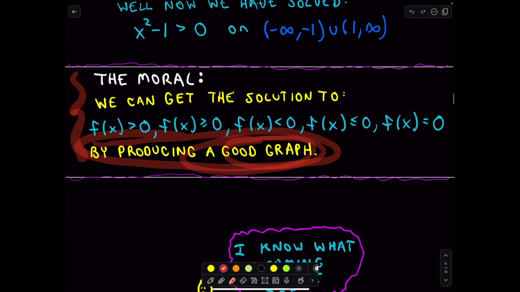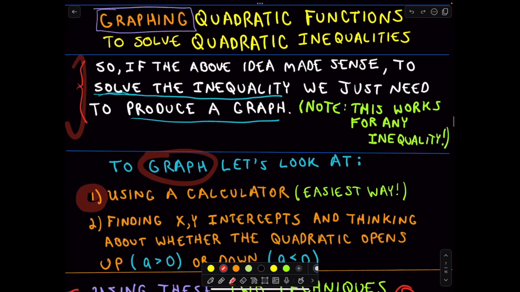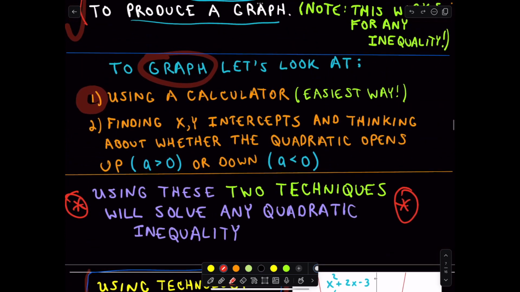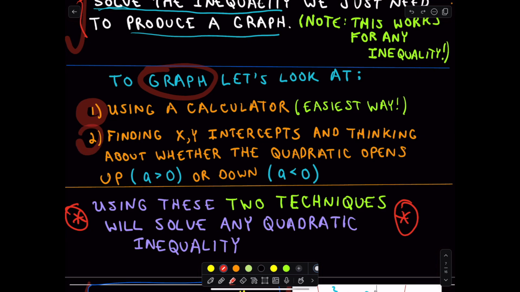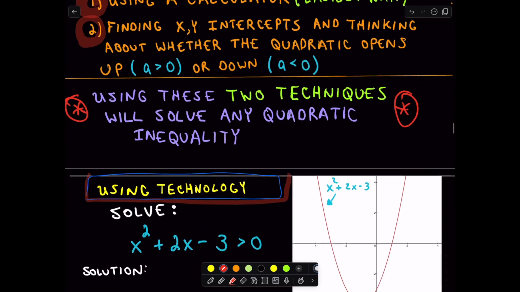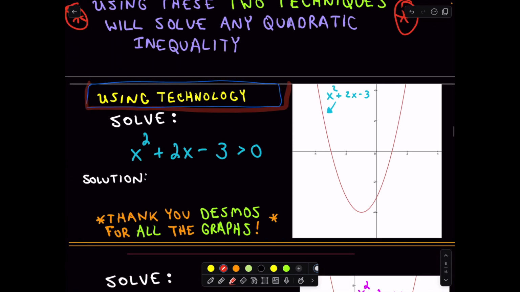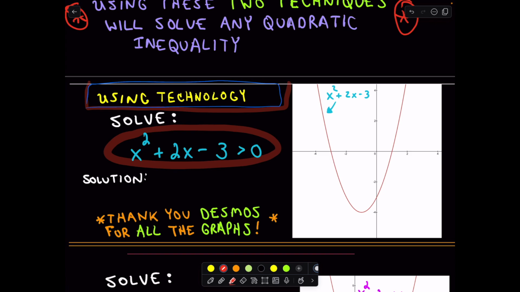Okay, so that's nice if you're allowed to have a graph. The other way that I'm going to do it is simply by finding x and y intercepts, and then again I'm going to think about what's going on with the quadratic, and that's going to give me a way to answer these. Okay, so let's suppose I was asked to solve this inequality: x squared plus 2x minus 3 greater than 0.